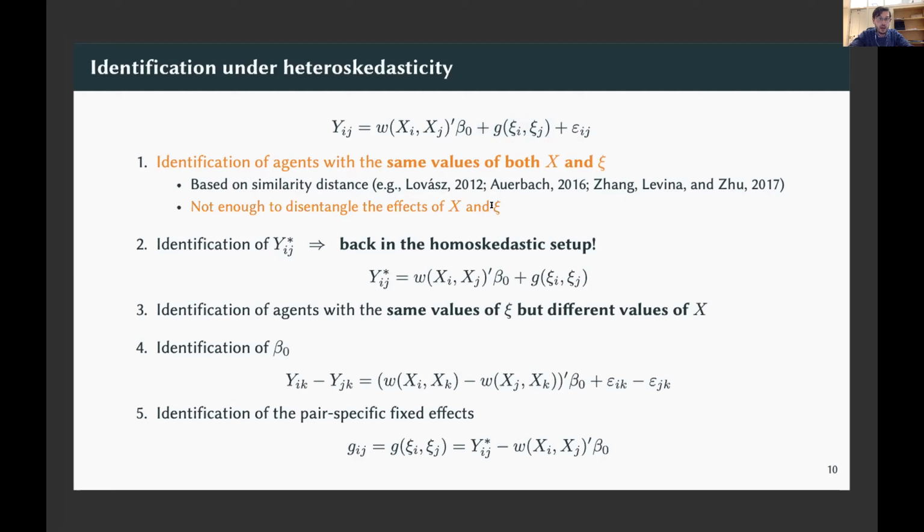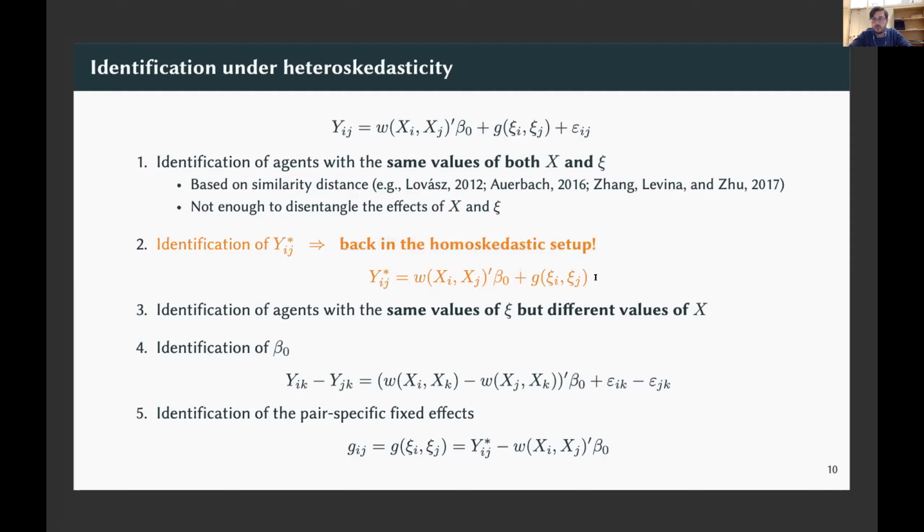So the second step: it turns out that the first step can be exploited to identify these unobserved error-free outcomes. Specifically, I demonstrate that this object is identified and can be uniformly consistently estimated. So you know the left side of this equation, you know Y_ij star for all pairs of agents. What does it mean for us? It means that these error-free outcomes can be treated as effectively observed, and it immediately brings you back to the most extreme homoscedastic setup with no idiosyncratic errors at all, right?